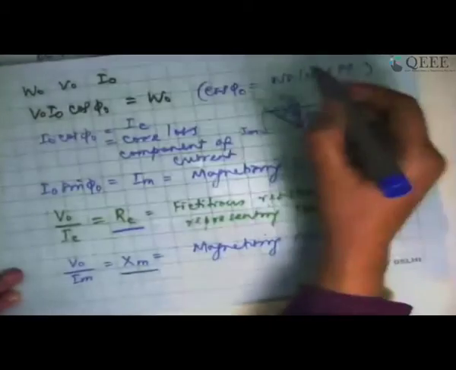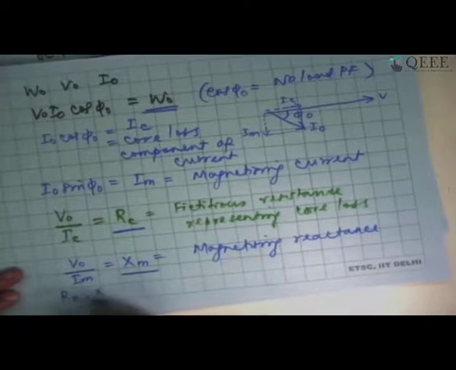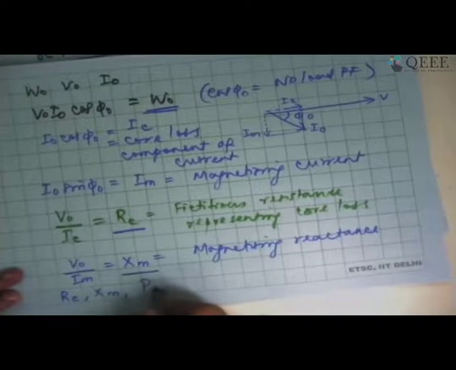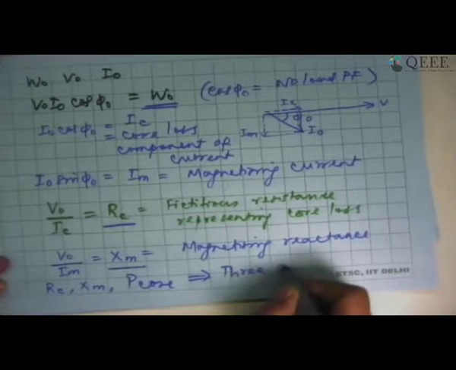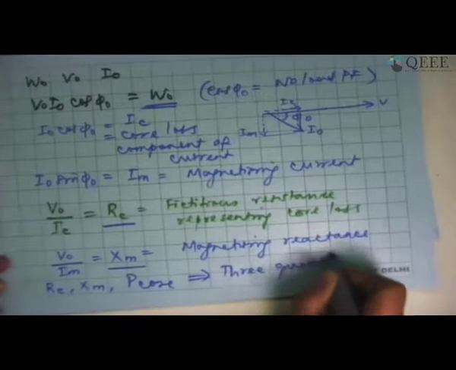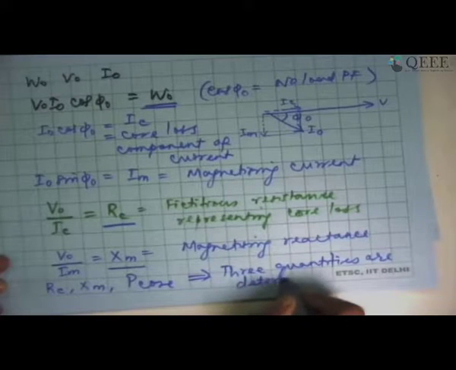So from the open circuit test that I conducted, I essentially determined Xm, Rc, and I have also determined the no load losses. So I am essentially getting three things from the open circuit test: Rc, Xm, and P core. These three quantities are determined using the open circuit test.